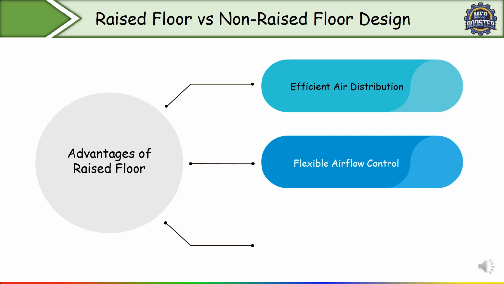Second one, flexible airflow control. You can control airflow easily by adjusting floor tiles. Okay, so normally we are using perforated tiles or grills. You can change tile position depending on heat load or add more airflow where servers generate more heat. Okay, so the result of adjusting the floor tiles is that cooling is customizable, easy to modify when load changes, and there is no need for redesigning the duct system.